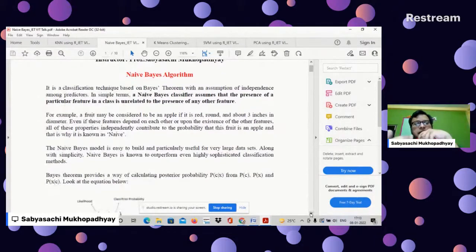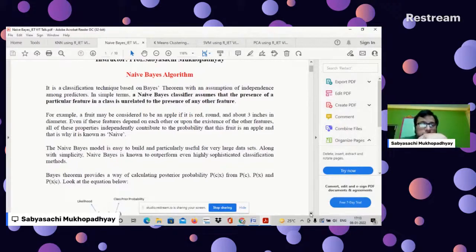Now, these naive-Bayes models are very easy to build, and very effective for large data sets or noisy data sets. Remember that whenever we are talking about noisy data sets, it is the perfect setup for applying the Bayesian type of algorithm.